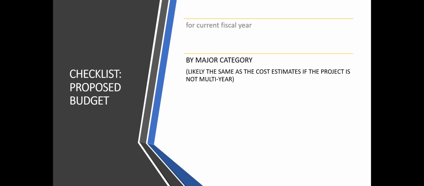Then you've got to have a proposed budget. Now, if it's a 1-year project, you probably did that in the narrative that you just completed. But if it's a multi-year project, you want to have a budget by major category over the entire time period of the project.